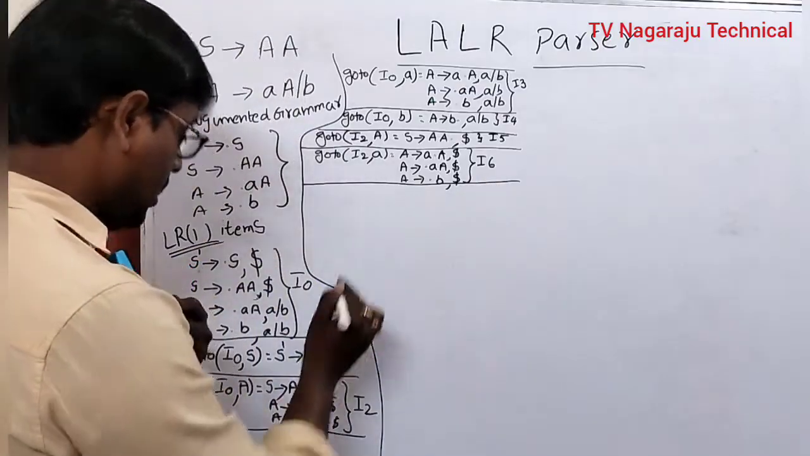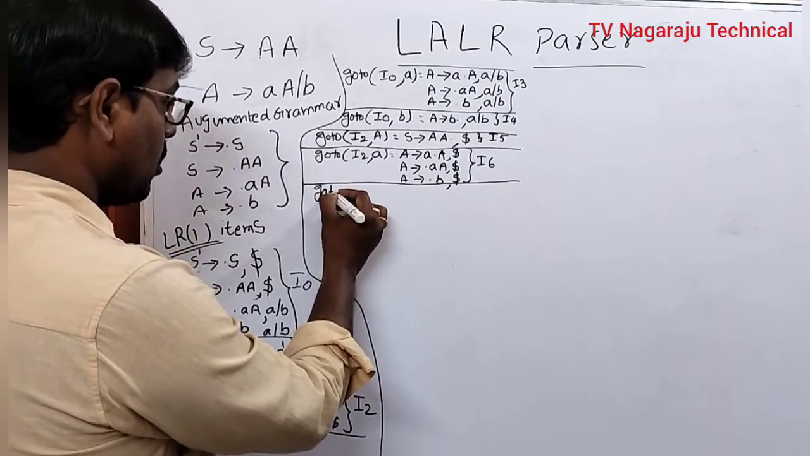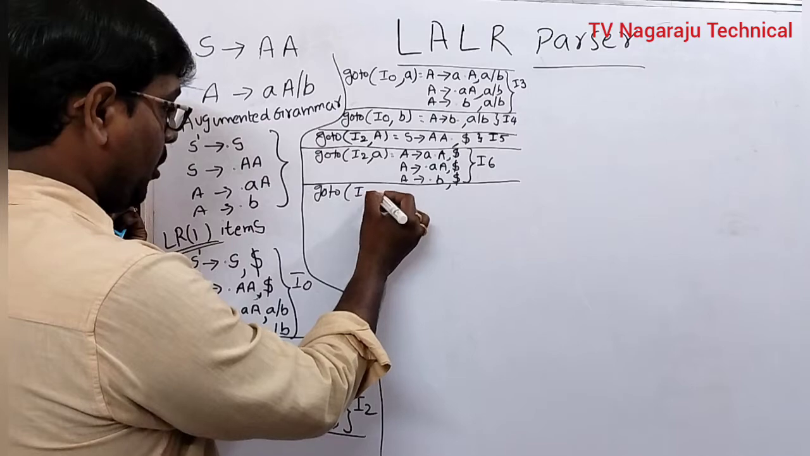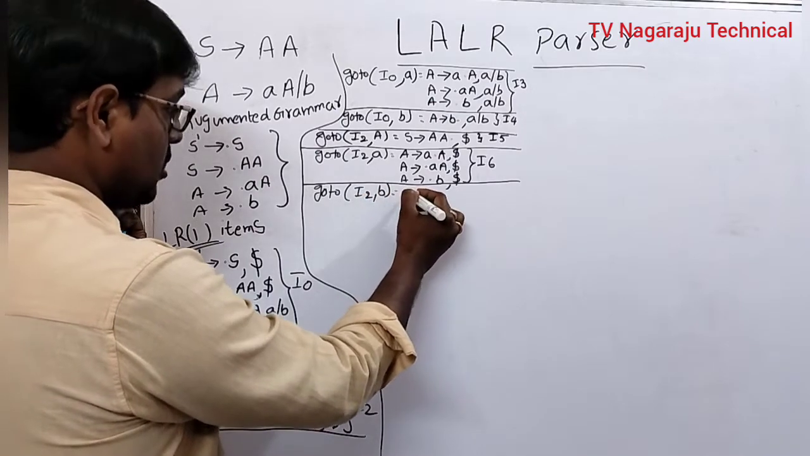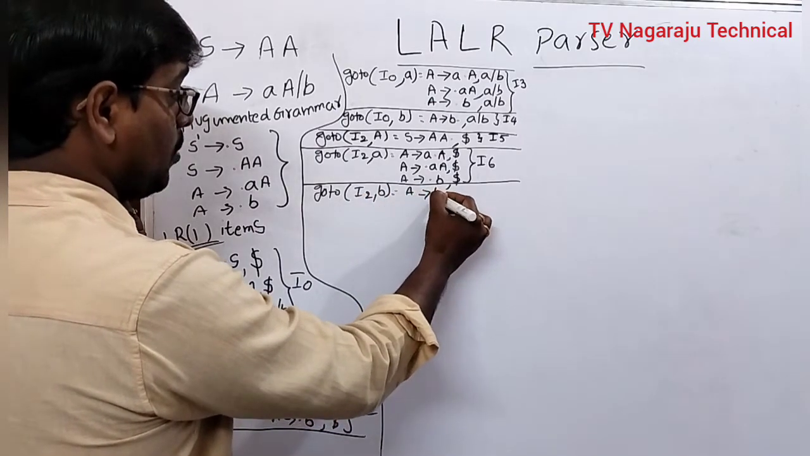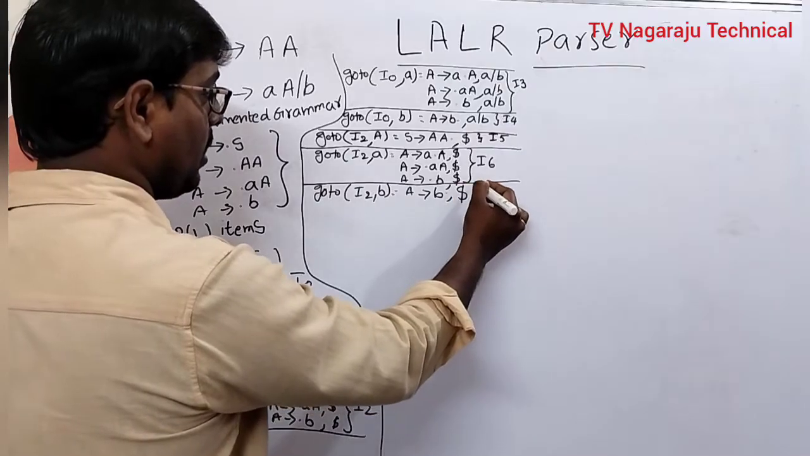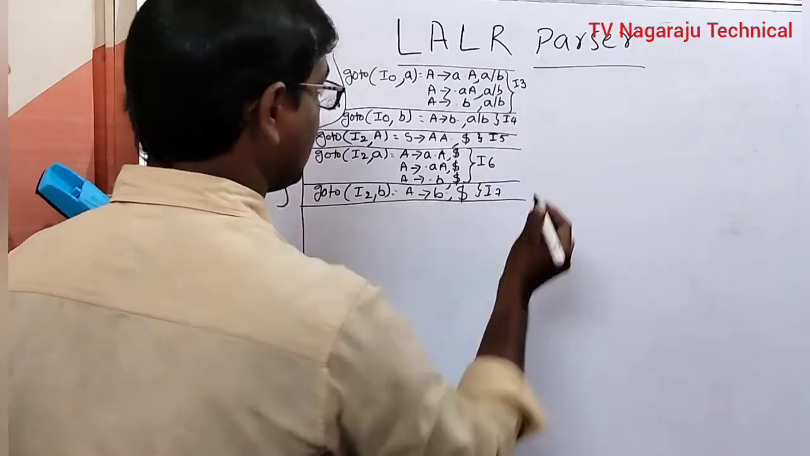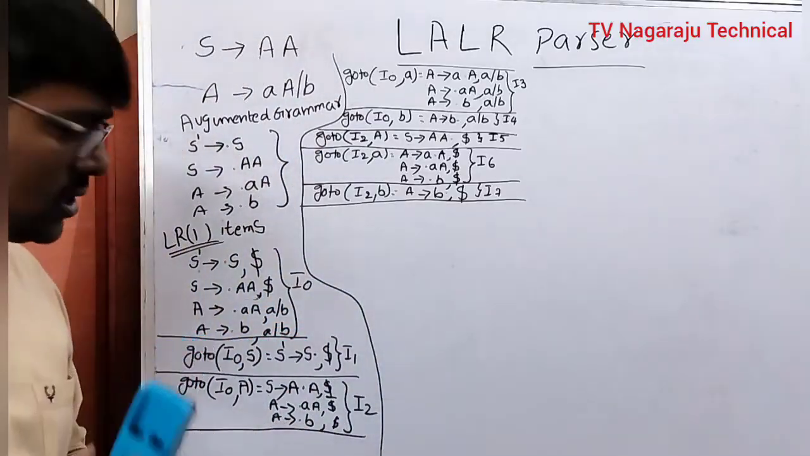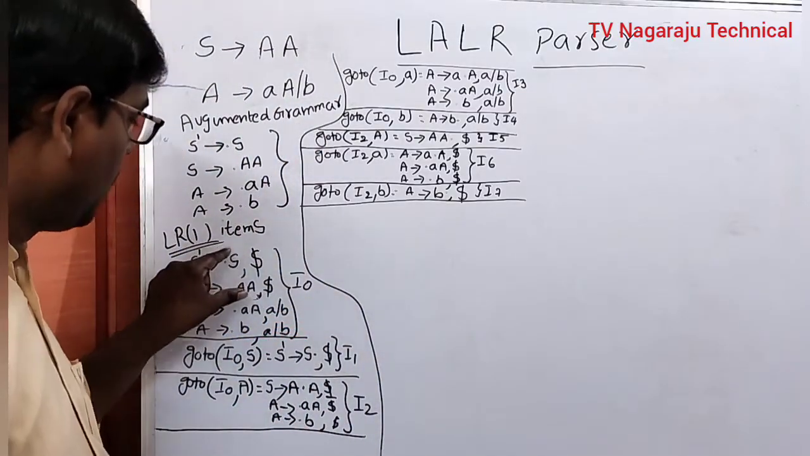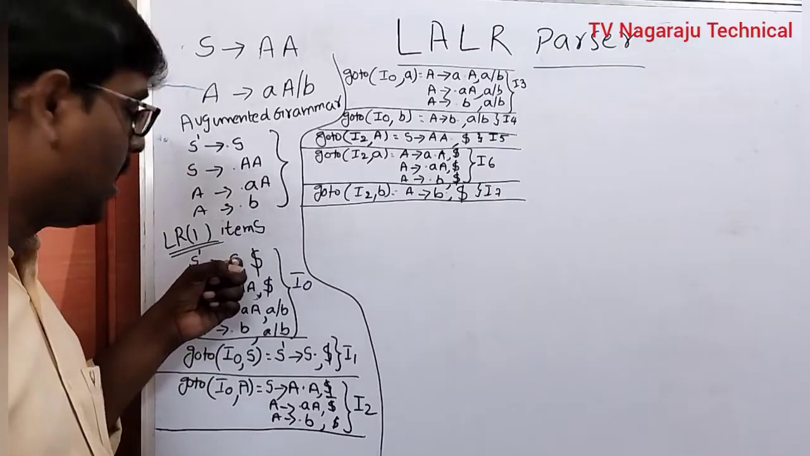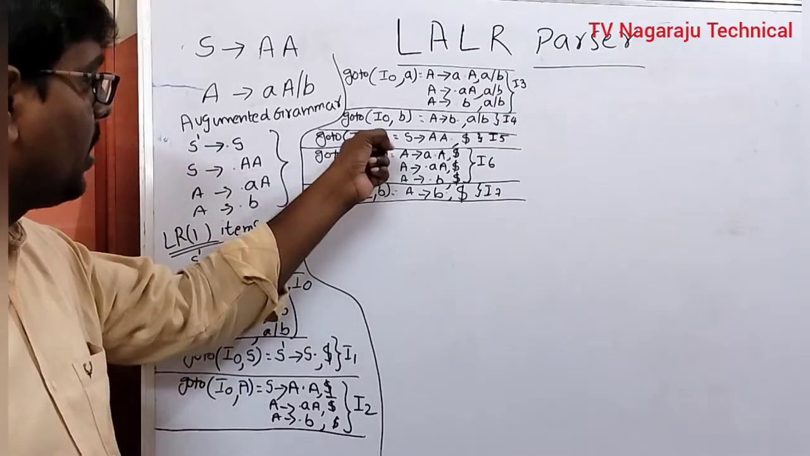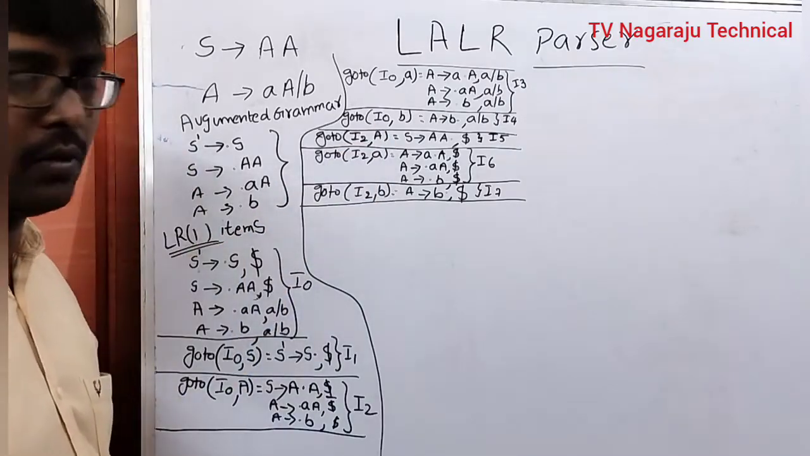Now the last one, go to I2 on small b. So A tends to b dot, comma dollar. So this is I7, right? The procedure is very simple. Each and every time, move to the production, and anything present after the dot, write down the go-to statement for that one.